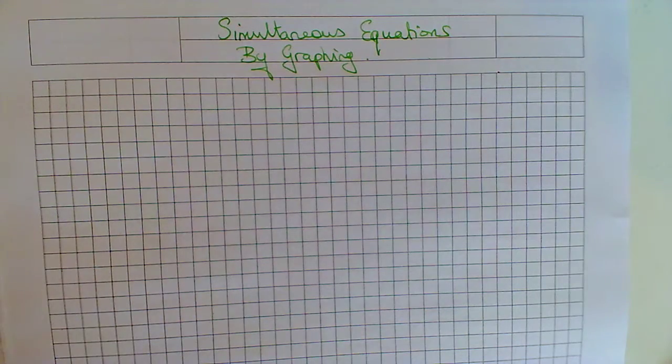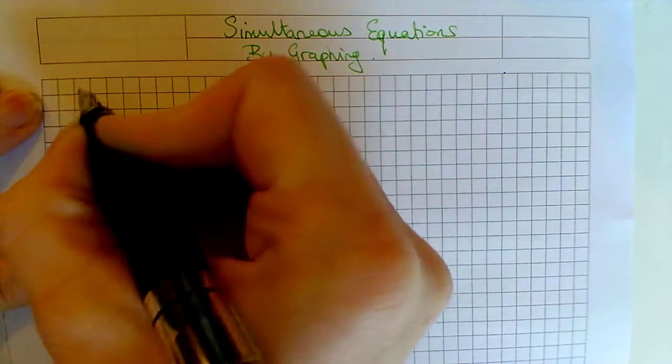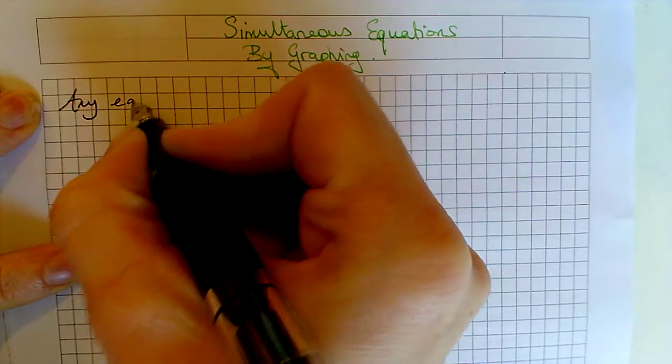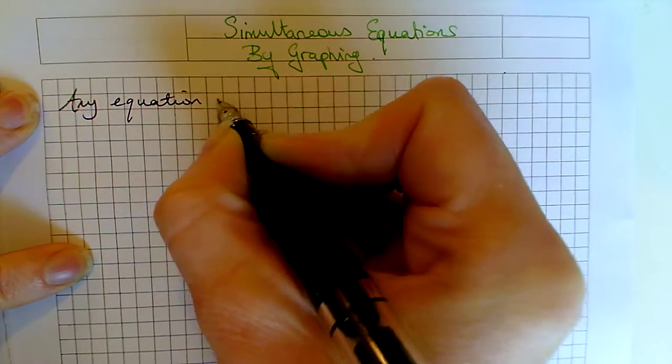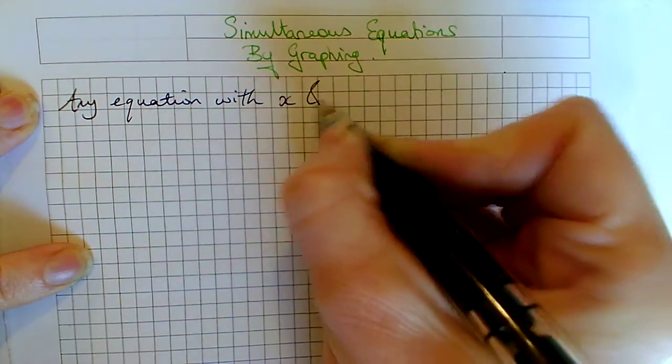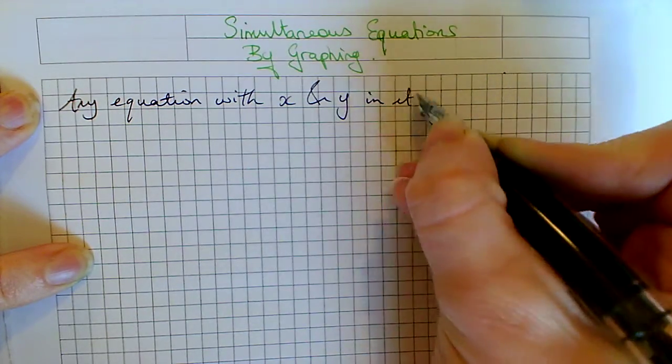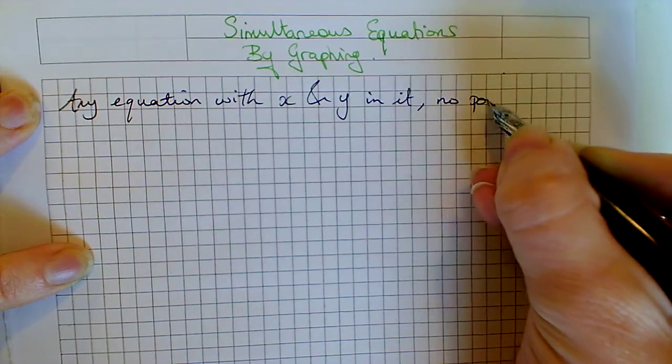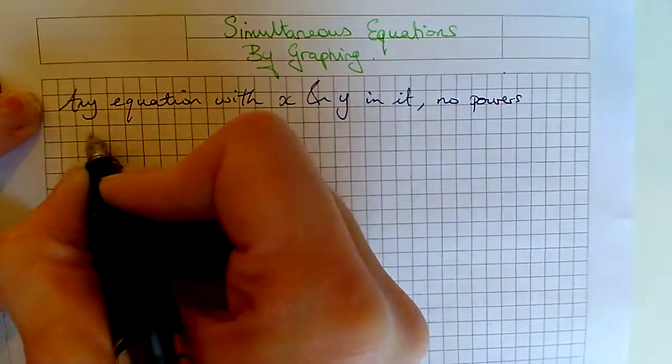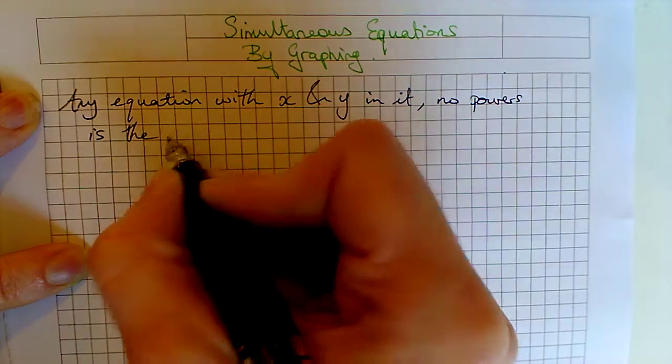Now, the new topic that we're looking at today is finding the solution to simultaneous equations by graphing. You might remember the first thing that I said about these simultaneous equations is that they are a line. Any equation with an x and a y in it and no powers is the equation of a line.